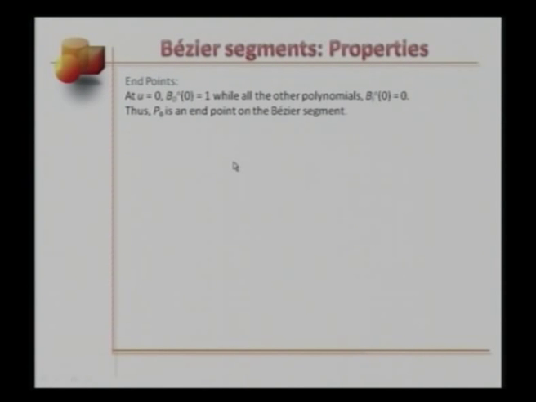First, the endpoints of a Bezier segment. At parameter value u equals 0, the first Bernstein polynomial is 1, while all the other Bernstein polynomials are 0, which would mean that p sub 0, the first design point, would be one of the endpoints of a Bezier segment. Now, this is true for any degree n Bezier curve. For parameter value u equals 1, the last Bernstein polynomial is 1, while all other polynomials are 0. This would mean that the last design point p sub n is another endpoint on the segment.